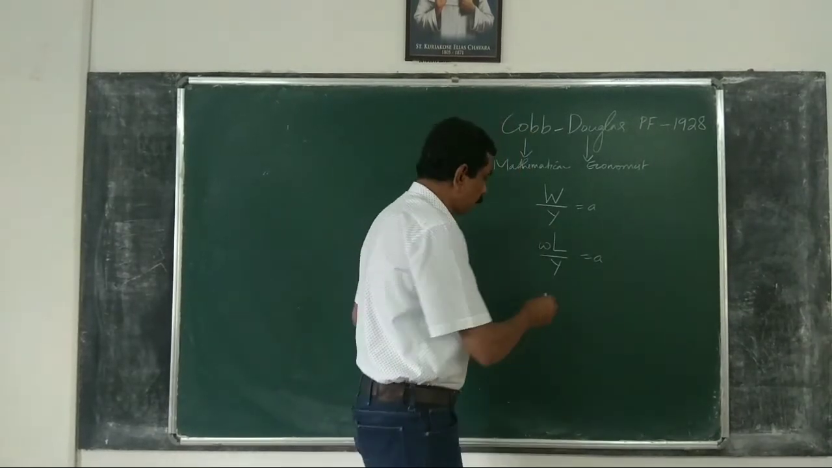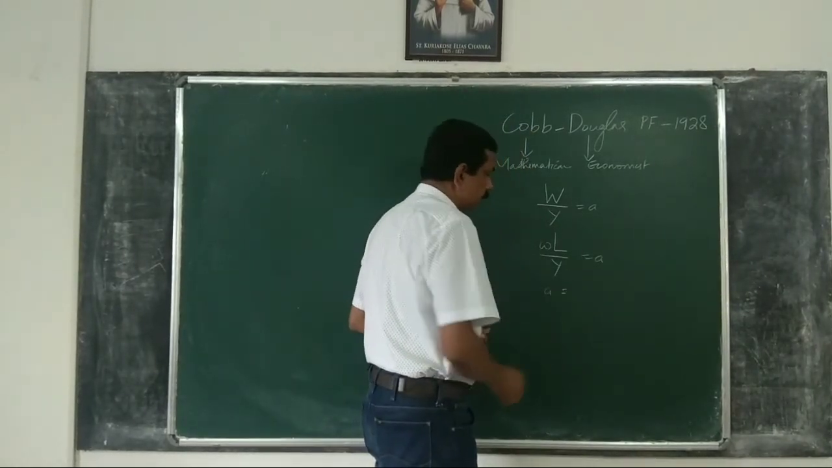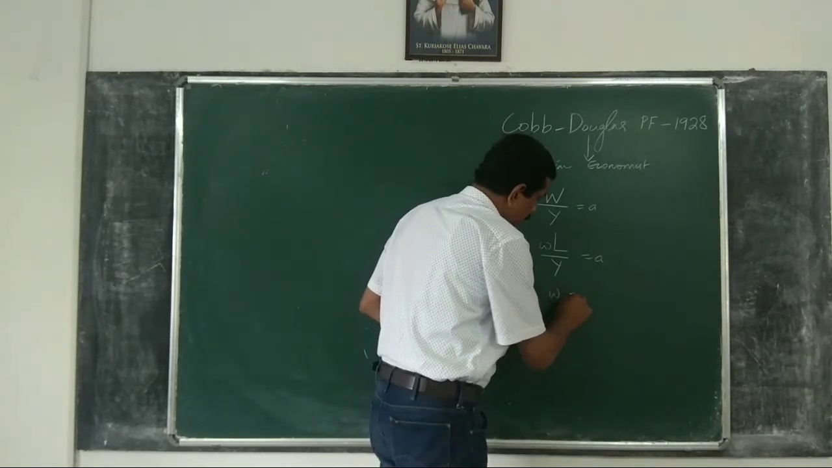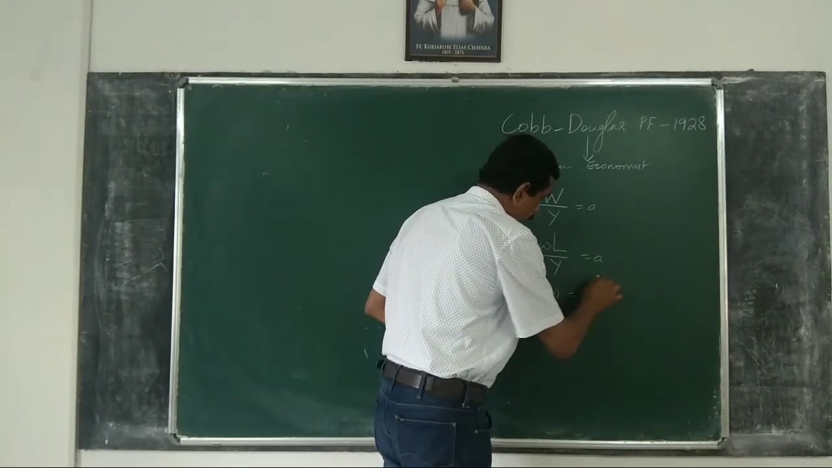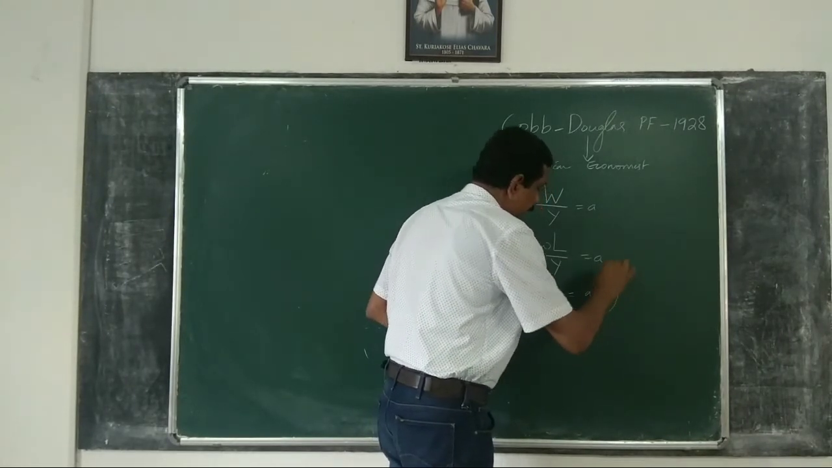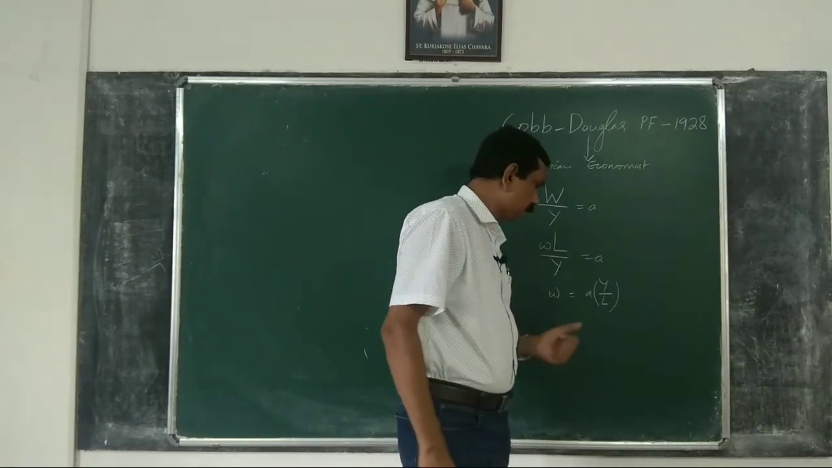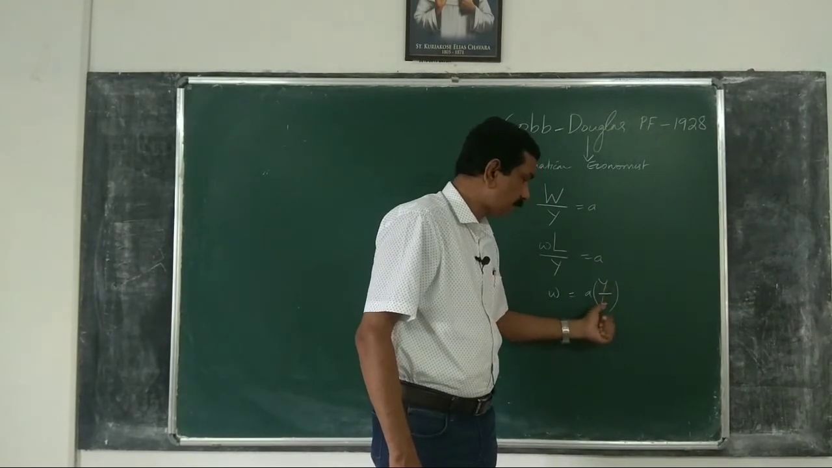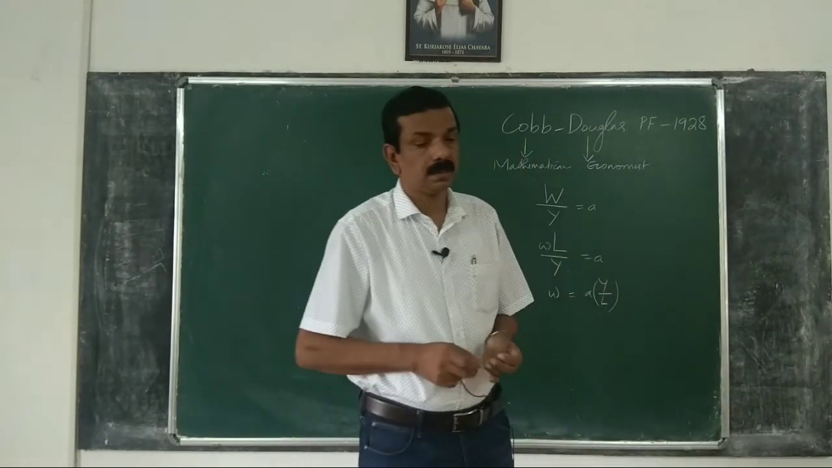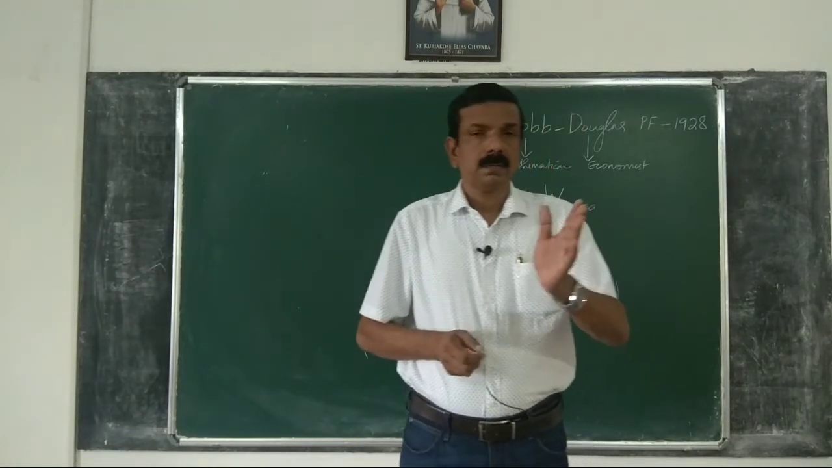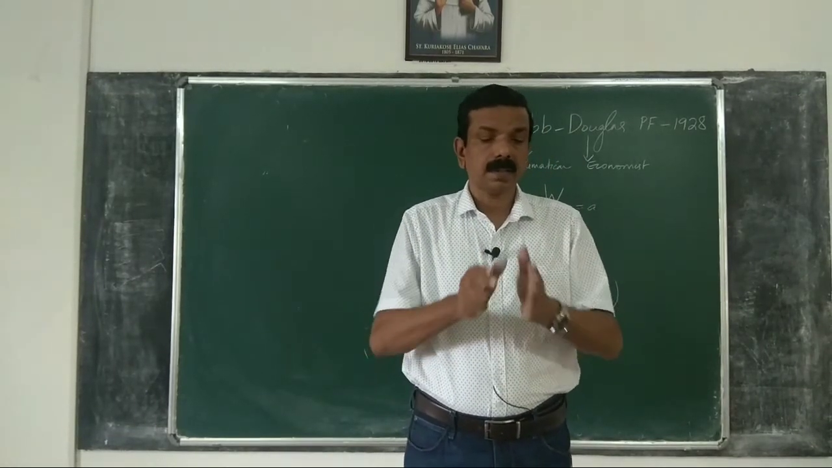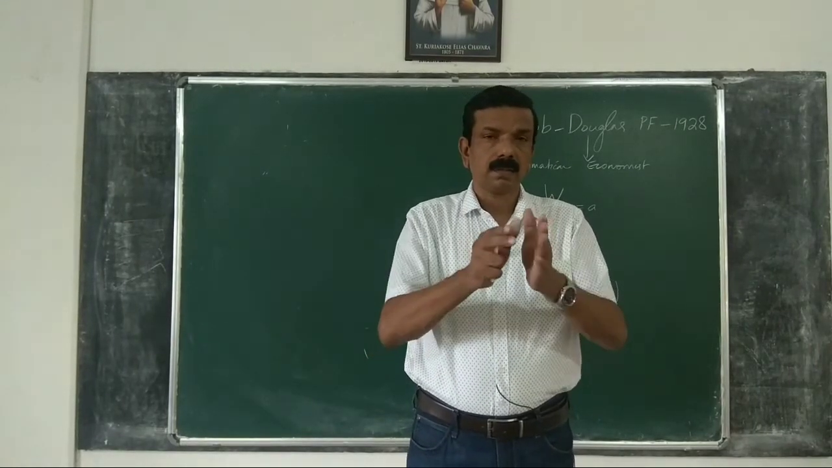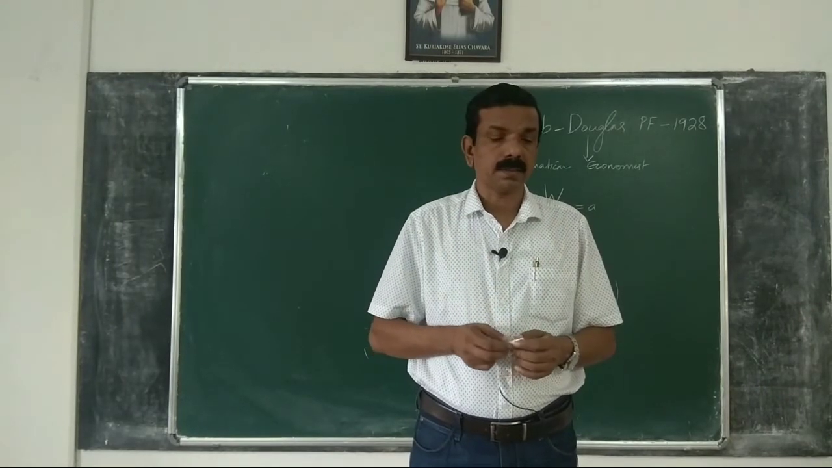So that W is equal to A into Y by L. That is, wage rate is a constant proportion of output per head. Y by L is output per head, A is a constant. So, wage bill is a constant proportion of national income or a constant proportion of output per head.